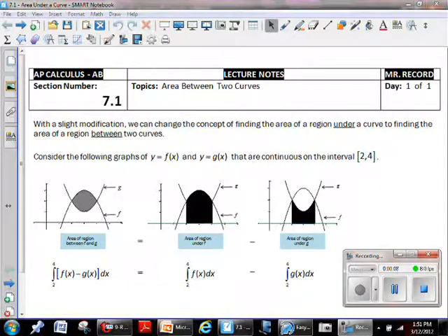Can everybody get a hand for calculus? There we go. All right, that's the kind of enthusiasm I want to hear.